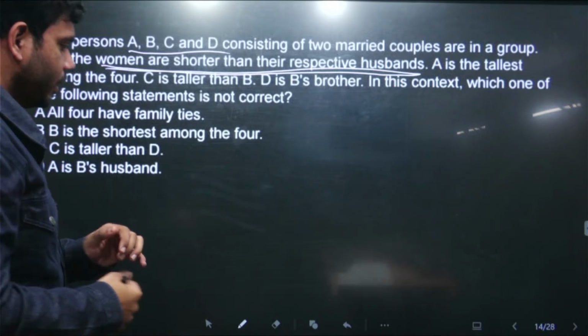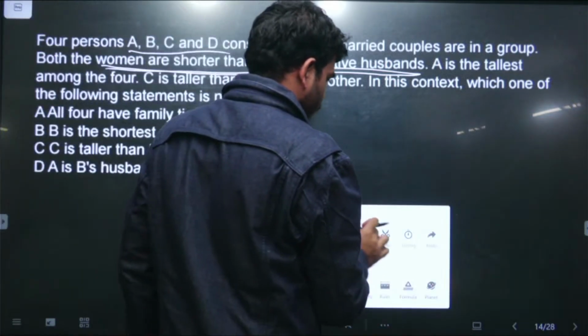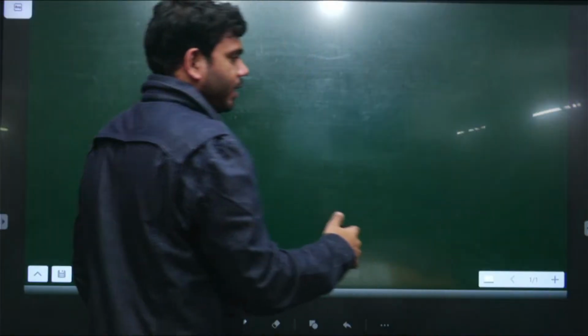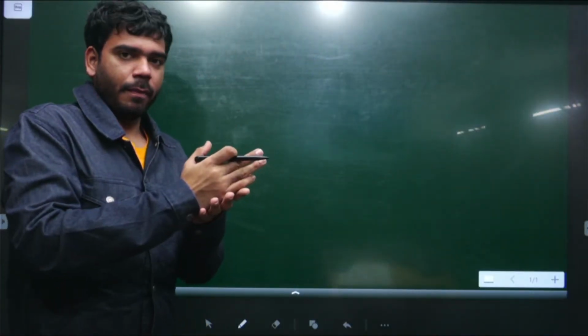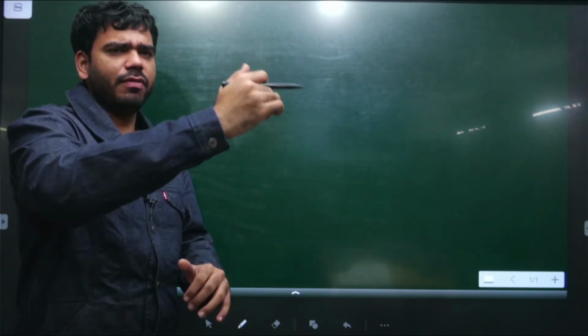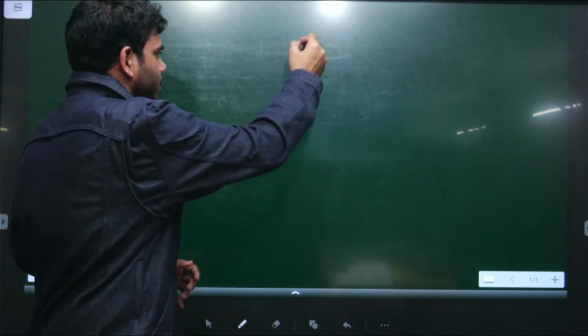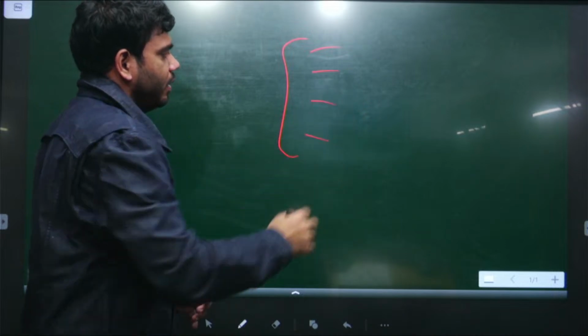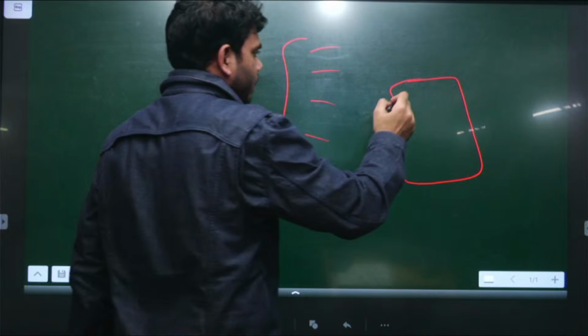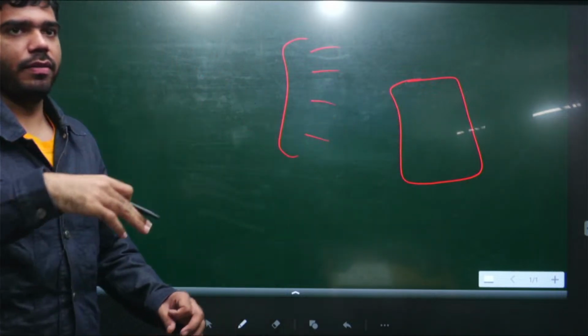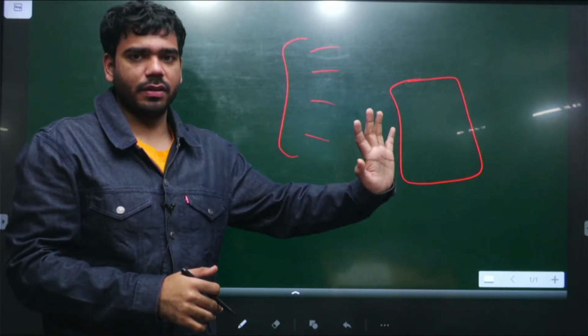A is the tallest. Okay, let me explain a small thing. Whenever there are family trees and such things, we need to find relations between different people. Use symbols and make a complete family tree. It will be very easy. Statements of 3, 4, 5, 6 lines are there. All the statements can be written in a very small family tree in a symbolic way, and then it is very easy to find the answer. It's a very easy thing.